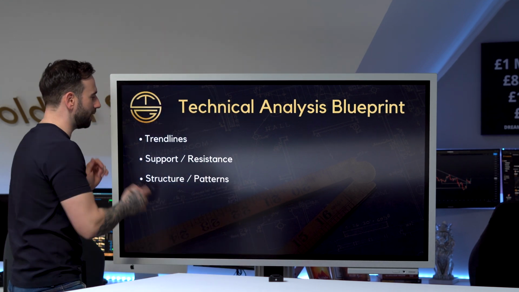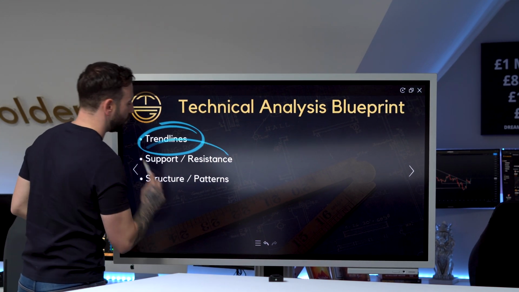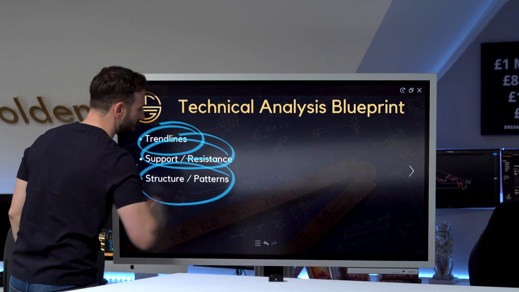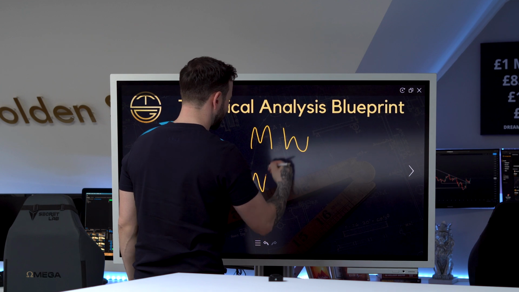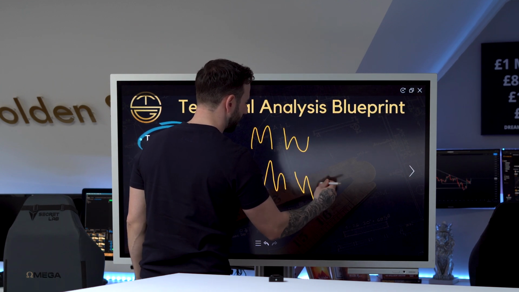So step by step already, we're going to locate trend lines, support and resistance, and we're going to spot any structure. This could be double tops, double bottoms, head and shoulders, which I absolutely love, inverted head and shoulders.